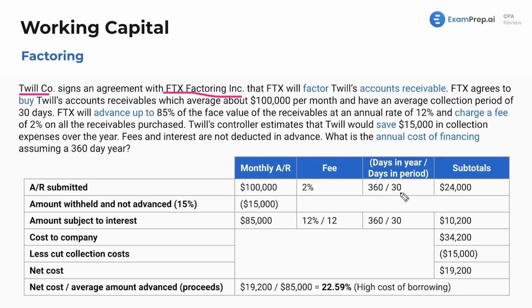On average, we collect them in 30 days. This gets you 12 months. $100,000 times 2% is $2,000. $2,000 times 12 gives you $24,000. This is the balance of our subtotals right here.